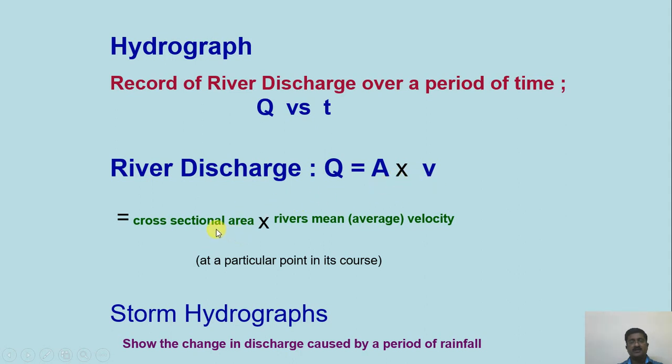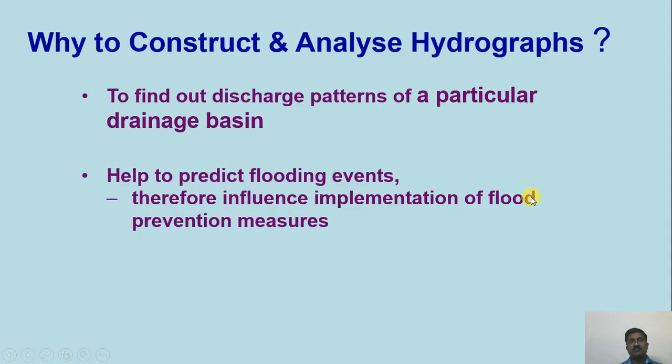Now A indicates the cross-sectional area of the river, and V is the river's mean velocity or average velocity at a particular point of its course. Now, also we are discussing today storm hydrographs, which show the change in the discharge caused by a period of rainfall.